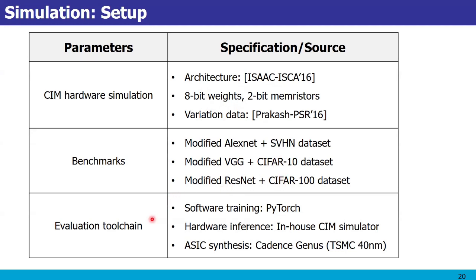And the workflow, or the evaluation tool chain, is that we trained the networks first in PyTorch, froze the weights, then tuned and performed the hardware inference using an in-house simulator. The quantization and the inference simulation, both of those were done in this. And finally, we estimated the area, energy, etc., using results from ASIC synthesis for our technique, which was performed in Genus using TSMC 40 nanometer PDK.